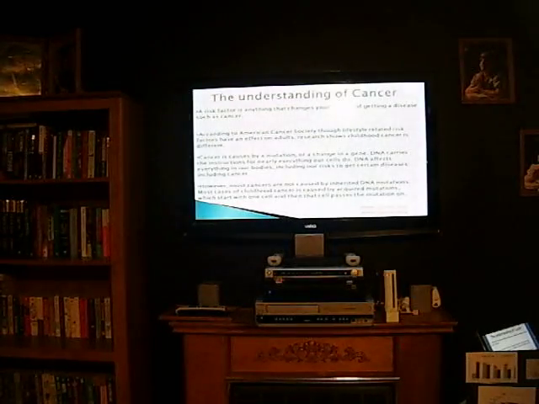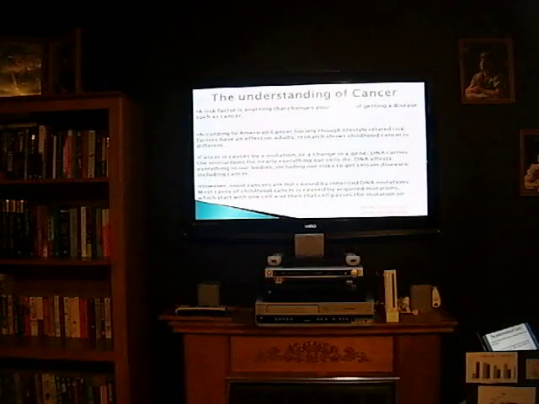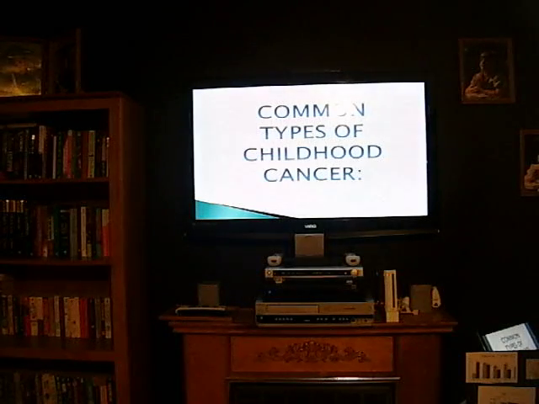However, most cancers are not caused by inherited DNA mutations. Most cases of childhood cancer are caused by an acquired mutation. An acquired mutation starts with one cell, and then that cell passes the mutation on. Now that you understand what cancer is, we're going to go over some of the common types.